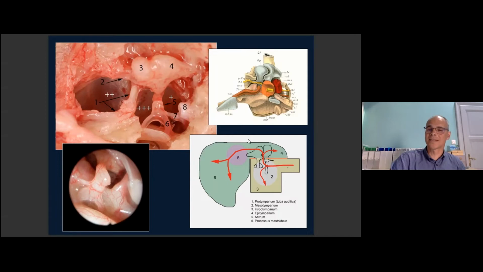To see that, you can see these drawings here. The different compartments of the middle ear. This is the auditory tube, the osseous part. This is the protympanum, the mesotympanum, hypotympanum. Here is the epitympanum, antrum, and mastoid. And this area, the epitympanum, antrum, and mastoid, is separated from this area, the meso- and hypotympanum and protympanum.